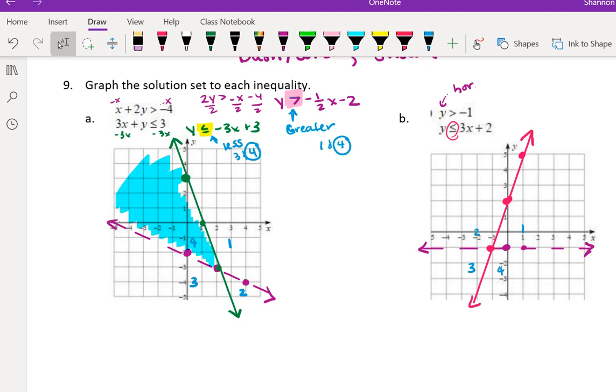It doesn't matter how you label them. The point is, this is greater, so I want to shade bigger than the purple line. So that is section 1 and 2. These two sections are above that purple line. And then the pink line is less, so I need to be below the pink line. So sections 1 and 4 are below. And so 1 is the overlap in both of those. So this is my answer right here, this region.